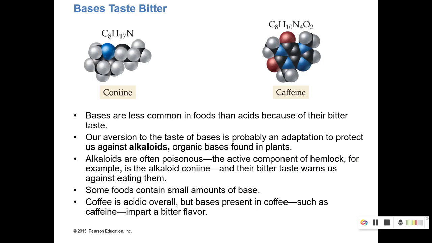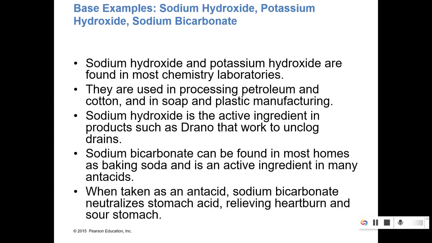All right, so here's again some common bases. Coniine is just an alkaloid. It's often in hemlock, and that's something that is poisonous to us and other animals. And so it's just a plant, and that indicates, hey, by the way, don't eat me because I'm poisonous. And then, like I said, coffee and tea earlier, that's because the caffeine itself is a base, so it's giving off that bitter flavor.